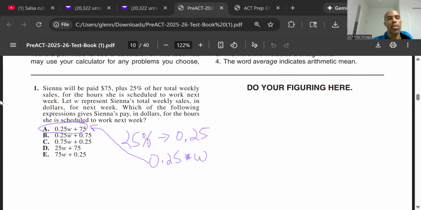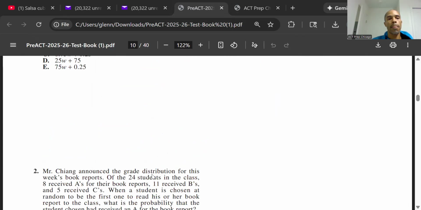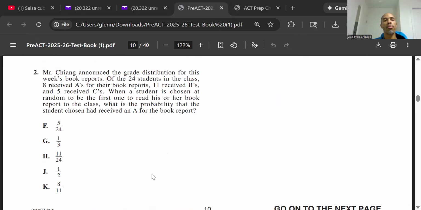All right, moving along to number two. Jing announced the grade distribution for this week's book report. Of the 24 students in the class, 8 received A's for their book report, 11 received B's, and 5 received C's. When a student is chosen at random to be the first one to read his or her book report to the class, what is the probability that the student chosen has received an A?